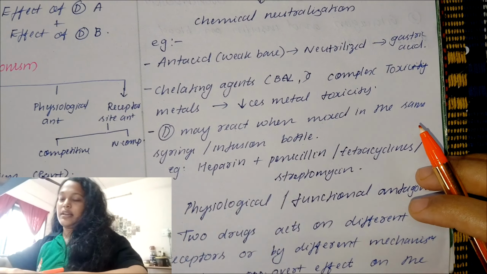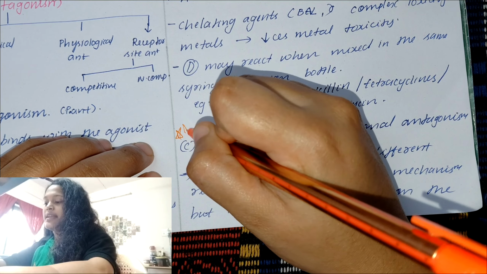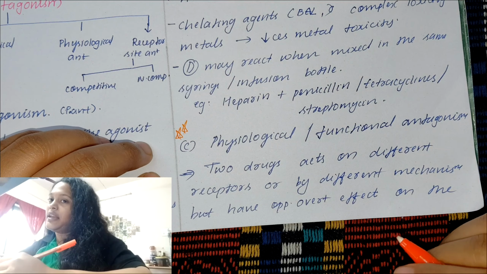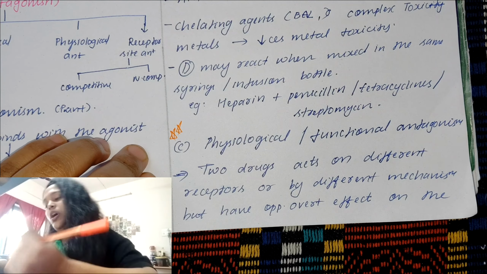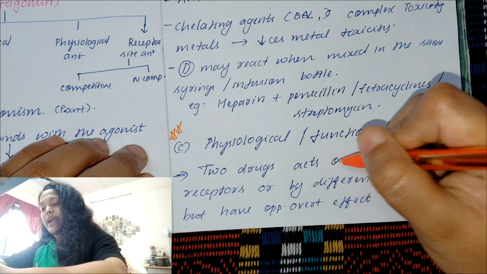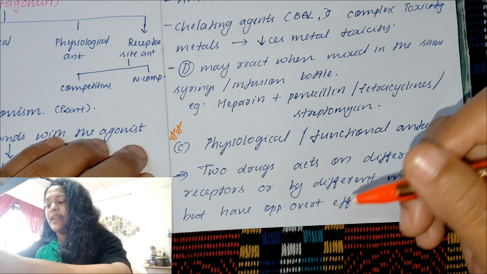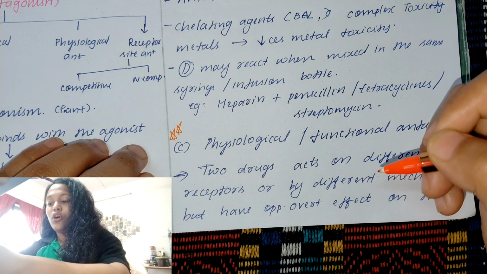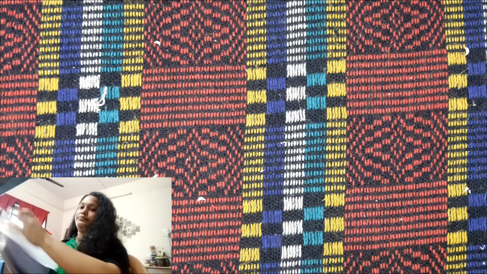Now, this is considered one of the important antagonist types, which is physiological antagonism. So, what do you mean by physiological antagonism? I will first explain the definition, then I will show you how. Two drugs act on different receptors or targets, or by different mechanisms also, but have opposite overt effects on the same physiological function.